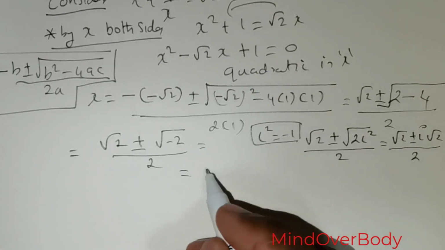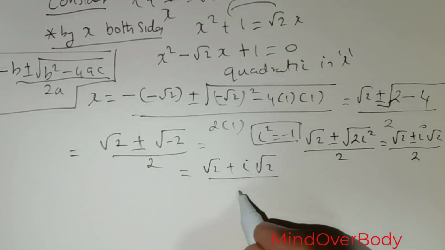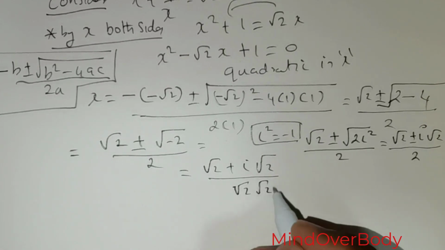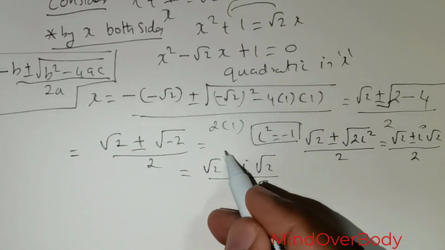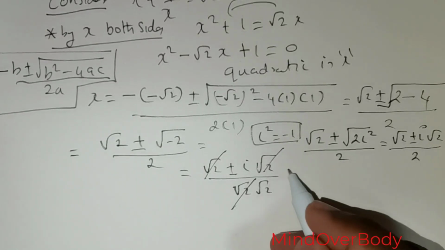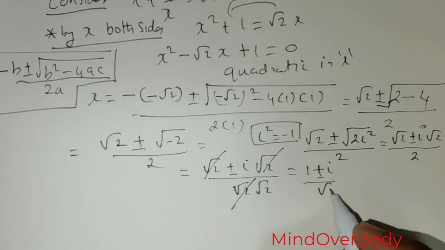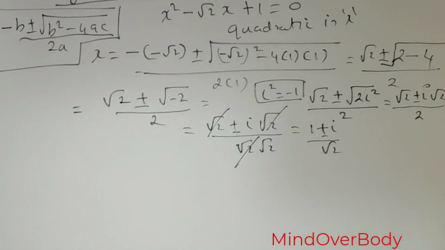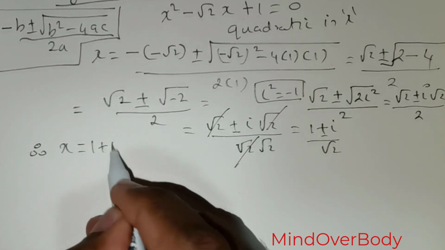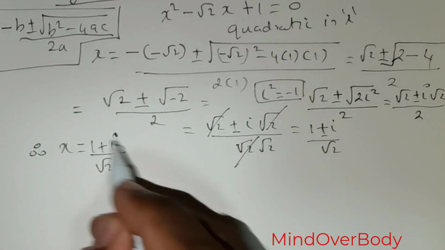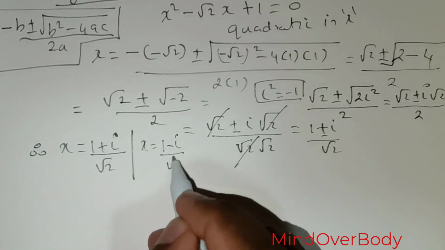Now I can rewrite the denominator as root 2 times root 2, and of course you have the plus or minus sign also. Clearly you can see the root 2 can be cancelled, giving me 1 plus or minus i over root 2. There are two roots possible, so therefore x is equal to 1 plus i over root 2, or x is equal to 1 minus i over root 2.